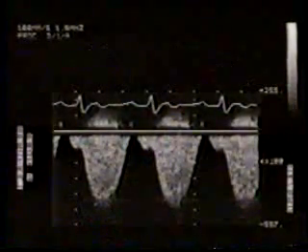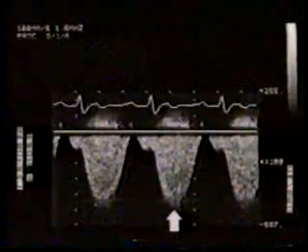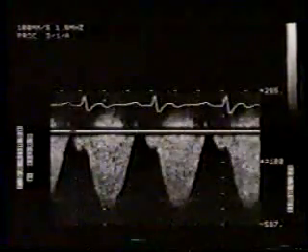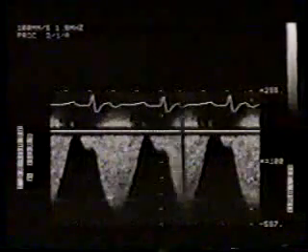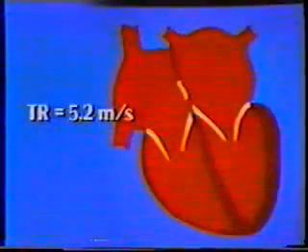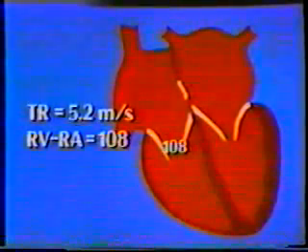Continuous wave Doppler examination revealed a peak velocity of 5 meters per second across the conduit, indicating a maximum gradient of 100 millimeters mercury. Can you recognize this signal? In this patient, the tricuspid regurgitant jet velocity measured 5.2 meters per second. Using the simplified Bernoulli equation, this calculates to a 108 millimeters mercury pressure drop from right ventricle to right atrium.